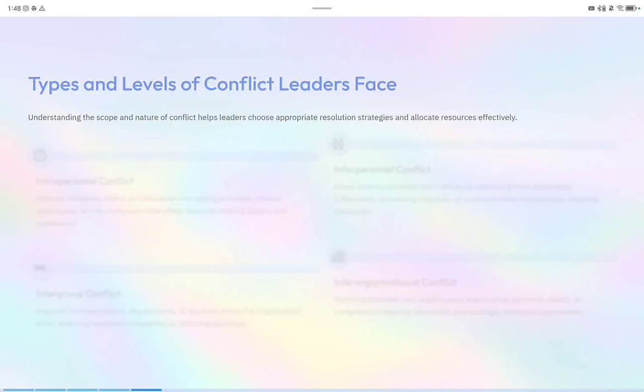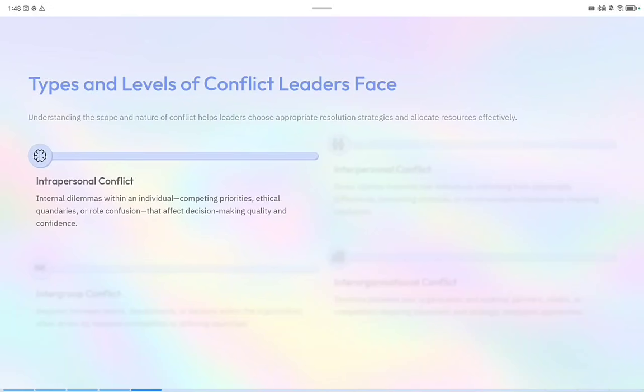The conflict that is usually happening because of competing priorities, ethical issues that we face, or just a confusion in the role that we have, whether it belongs to our KRA or somebody else's KRA, right? And that could affect decision making quality and the confidence that we have in our decision making, or just the confidence in whatever we try to do. So solving for this intrapersonal conflict is extremely crucial, right?